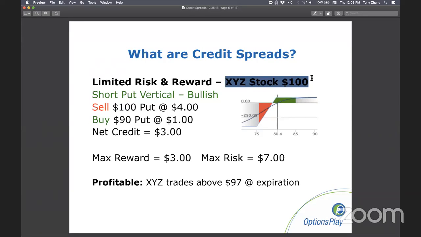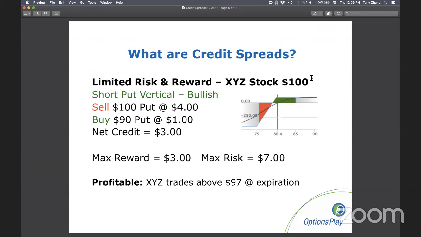Typically, I hate using these fictitious examples because people find it difficult to translate that to real symbols. But from the perspective of teaching you, I'm going to make these examples more solidified. So what I'm going to do is have stock XYZ trading at $100.